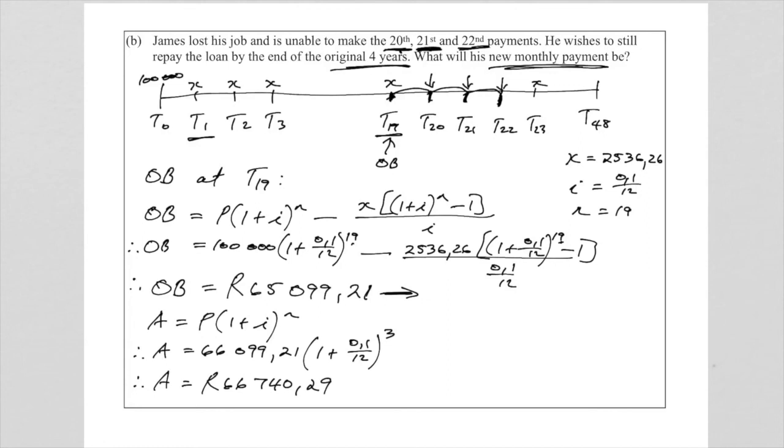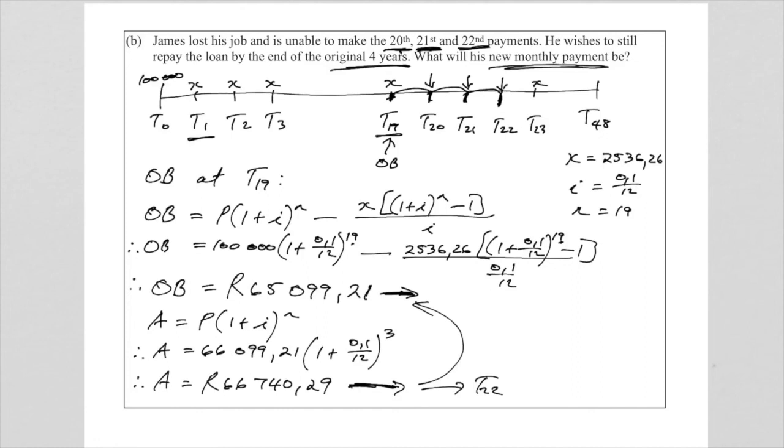66,740.29 cents. So as you can see, this loan now, this outstanding present value of the loan, you will notice is slightly more than the one that we calculated before. The reason being, that was the outstanding balance at T19, and now this is our present value at T22. So that is where we have this loan now.